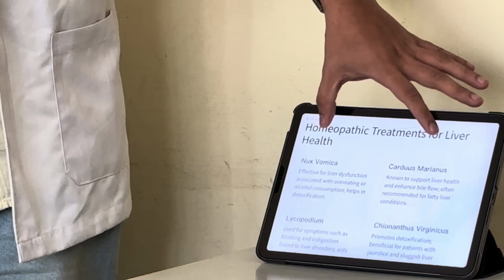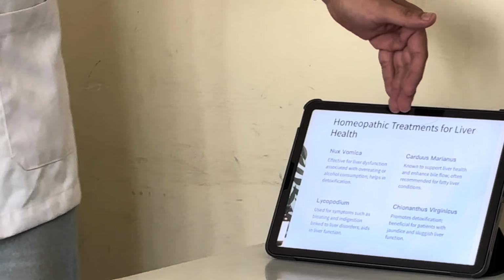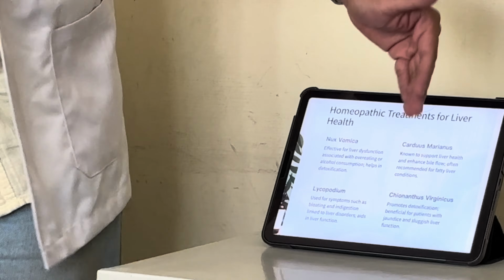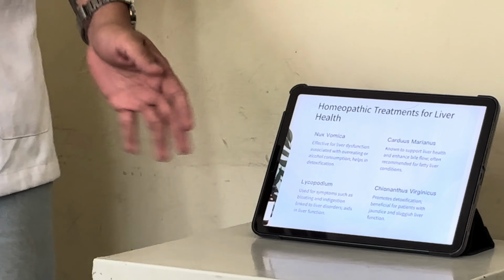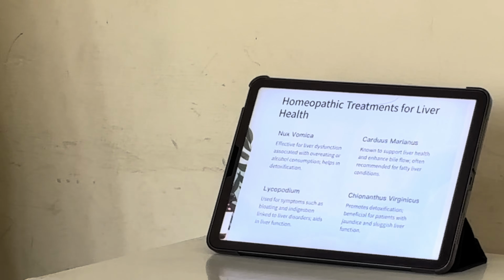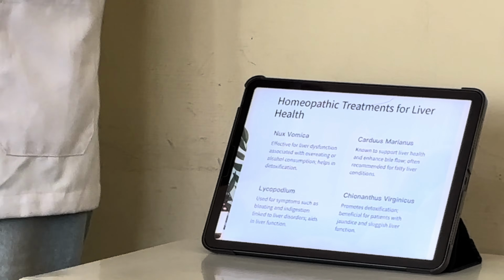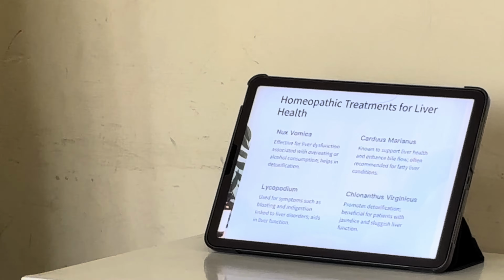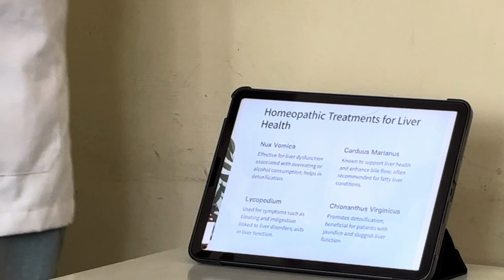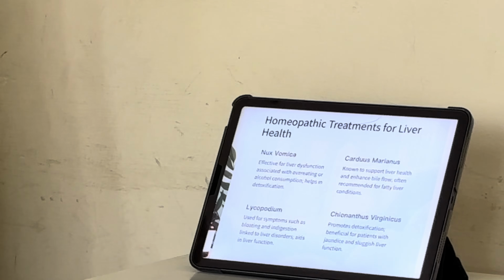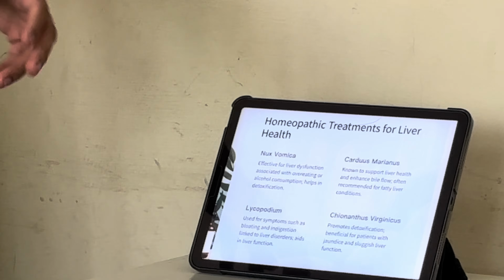Treatments for liver health. So we have Nux vomica, Carduus marianus, Lycopodium, and Chionanthus virginicus. It is effective for liver dysfunction associated with overeating and alcohol consumption. So I guess you guys will know about this. So Nux vomica you can take if any one of you has such problems: liver dysfunction due to alcohol.